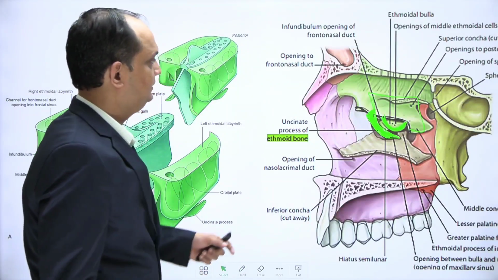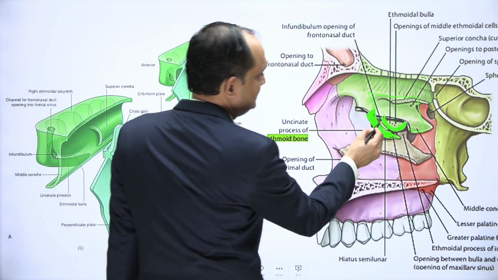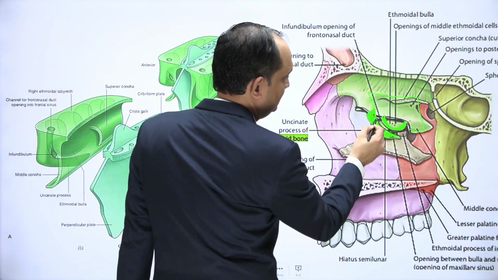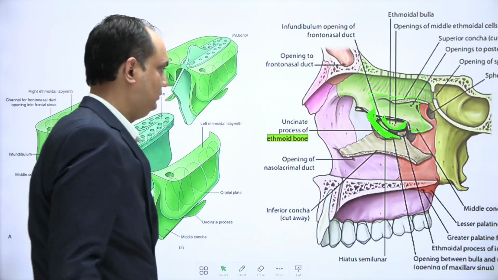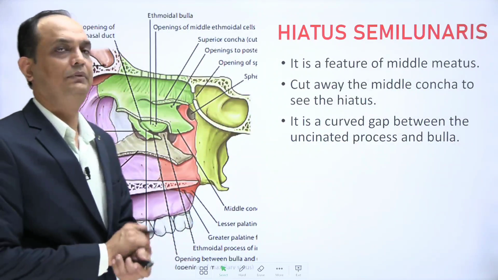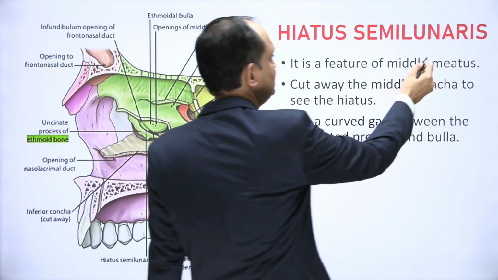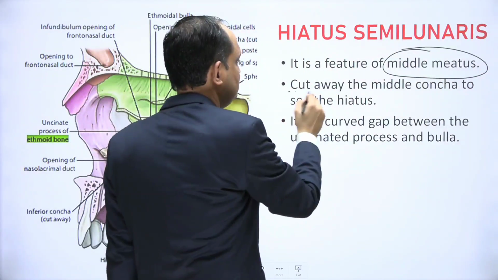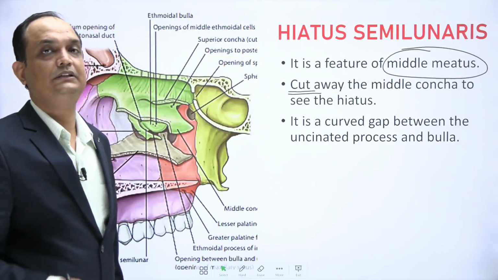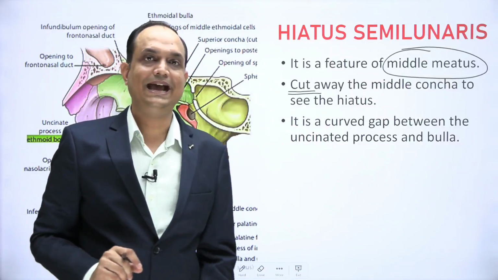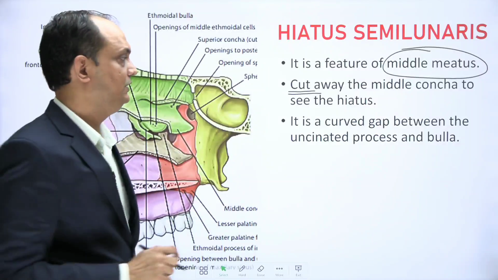So, what will happen? A gap is created. You can appreciate this gap, which is present between the ethmoidal bulla above and the uncinate process below, and it is known as the hiatus semilunaris. So, what is the hiatus semilunaris? It is a characteristic feature of the middle meatus, and to see it, you have to cut the bony projection known as the middle concha. After removing the bony part, you are able to see a gap between the lower part of the bulla and the upper margin of the uncinate process.